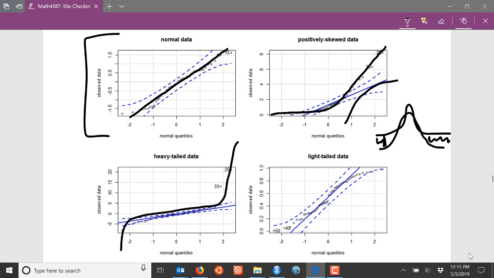Sometimes instead we observe light-tailed data, or data coming from a light-tailed distribution.